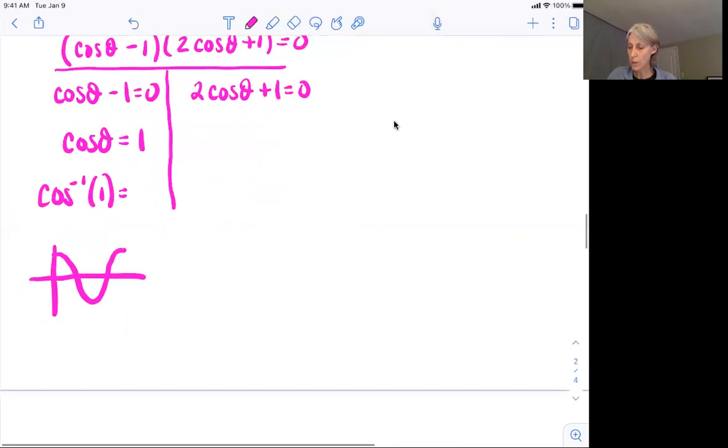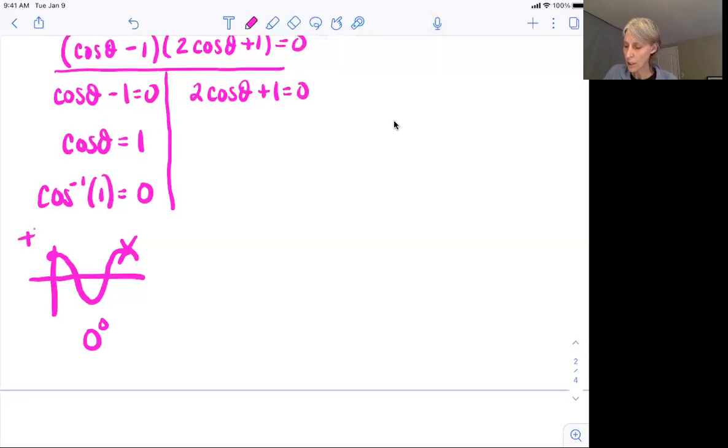Where's the cosine? What angle gives me a cosine of 1? Well, that's going to happen at 0 and 2 pi. But remember, we're not including that in our interval. So my answer is going to be 0. So be really careful when you recognize that your solution is going to be a quadrant angle. I would recommend using either the unit circle or the actual graph.